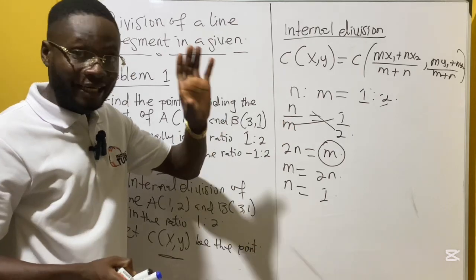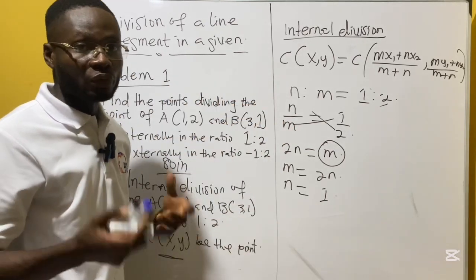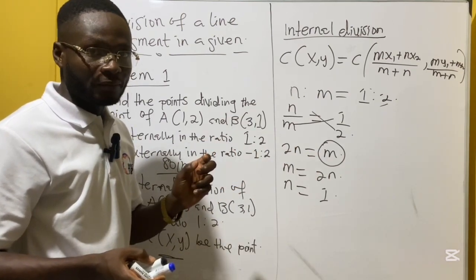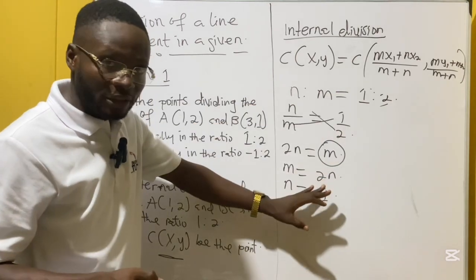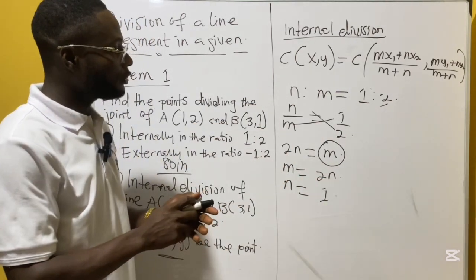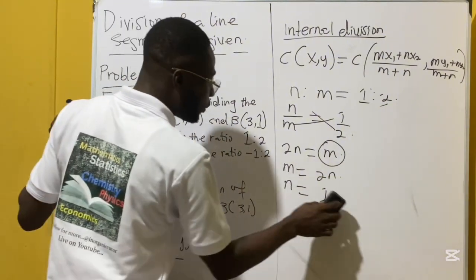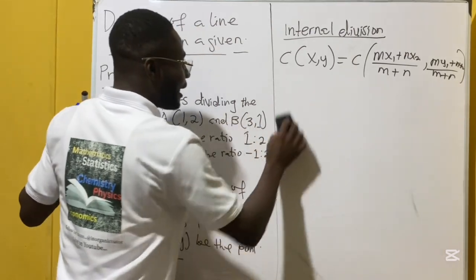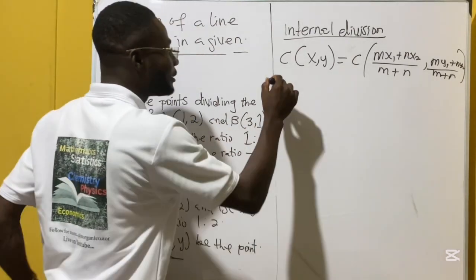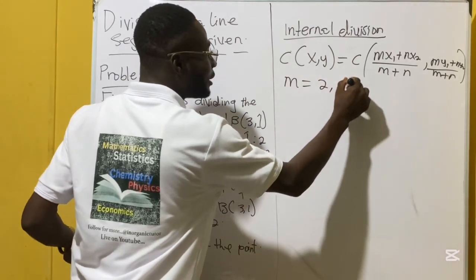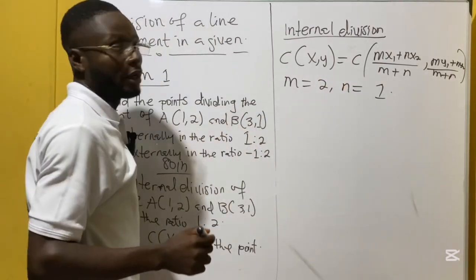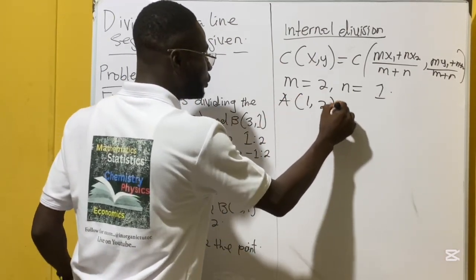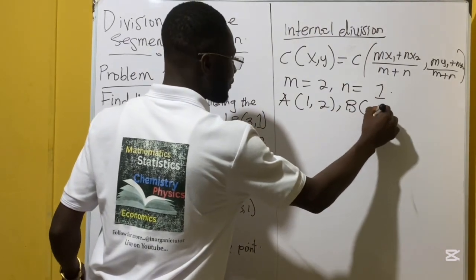Once you are able to identify the ratio, then you are good to go, because that is the only thing that I think will be a problem, right? So this is how you do it to get your ratio. Okay, so now let's go. Once we know the ratio as m equals 2 and n equals 1, then we can go ahead and do the work, right? So we have A of 1 and 2 and B of 3 and 1.